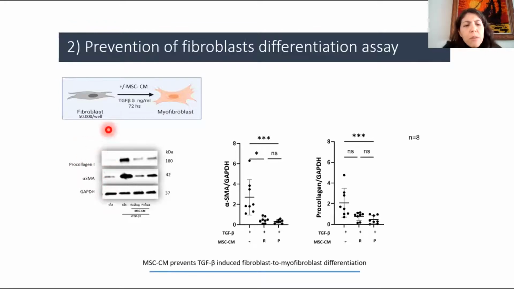We can see fibroblasts treated just with TGF-beta, and those fibroblasts which were treated with TGF-beta and conditioned media from resting MSCs and primed MSCs. And in the graph, I'm summarizing the data, again showing that there was no increase in alpha-SMA and procollagen in the samples that were treated with conditioned media from either resting or primed MSCs.